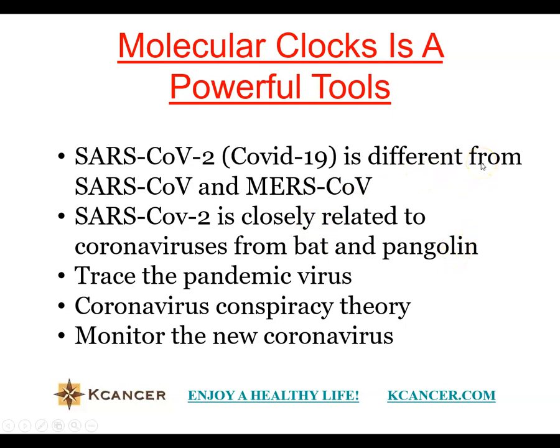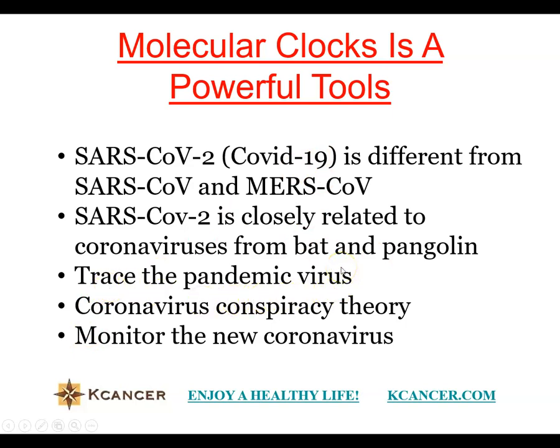Because it's a slow process, the virus needs to continue to adapt, continue to change, continue to modify itself so it can adapt to the human environment and survive in the human body. And that's really useful information, so we know where this virus comes from. COVID-19 comes from bats or pangolin. Also, this tool is very important for us to trace the pandemic virus.